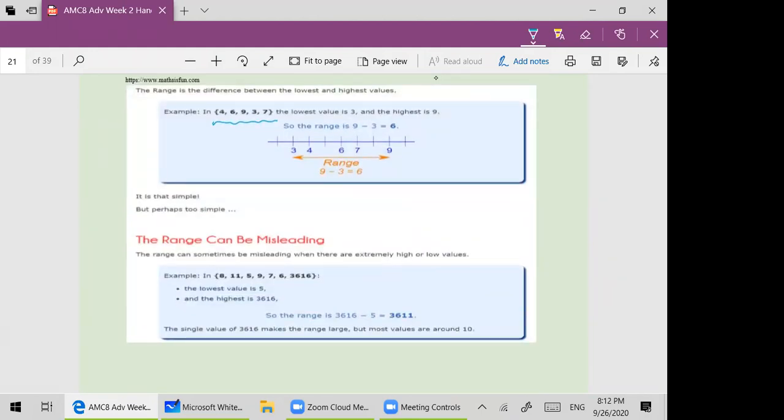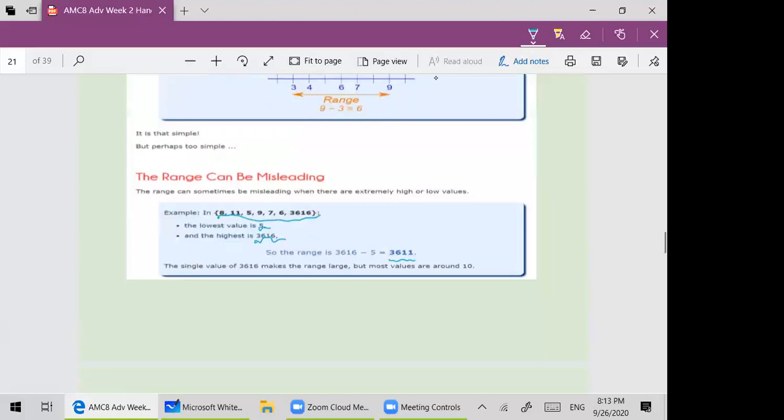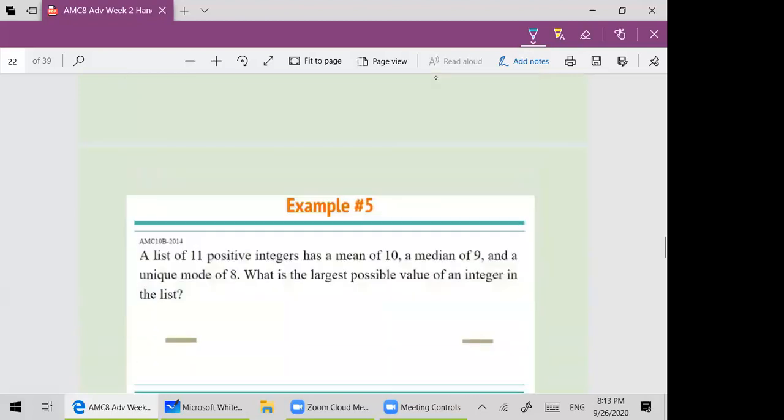For example, for this set, the lowest value is 5 and the highest value is 3,616. So the range is 3,611. Now it may seem like there's a wide variety of things here, but in reality, the numbers are all about 10, except for that one 3,616. Now, here's your next example.